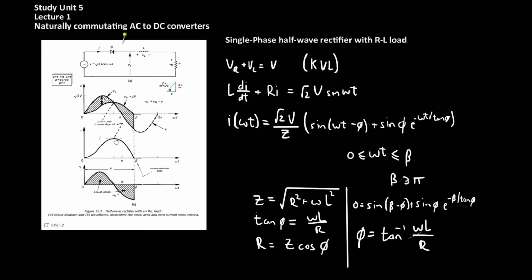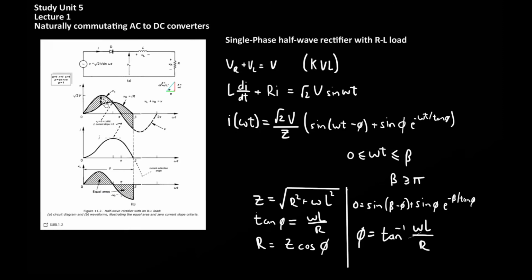The slope criterion simply says that when the slope of the current is 0, in other words, is no longer changing, then the voltage across the inductor will start to change. So here is a plot of the current through the inductor, and when the current reaches a maximum and starts to decrease, the change in current here is 0, in other words, the gradient is 0, and this corresponds to a change in the voltage across the inductor.